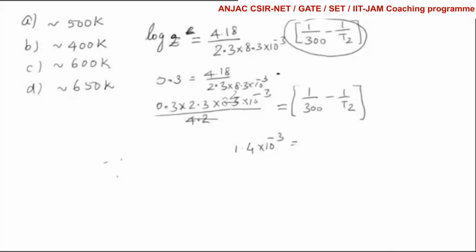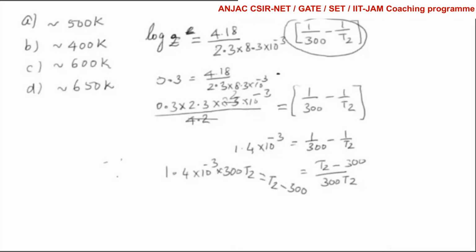Is equal to 1 by 300 minus 1 by T2. Or it can be written as 300 T2 into T2 minus 300. Now bring this to the opposite side: 1.4 into 10 power minus 3 into 300 T2 is equal to T2 minus 300. Find the value of T2, from which you can easily find the value of the answer.